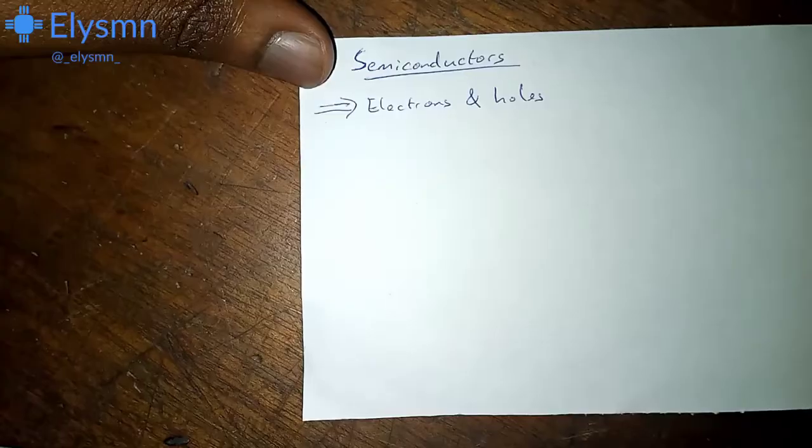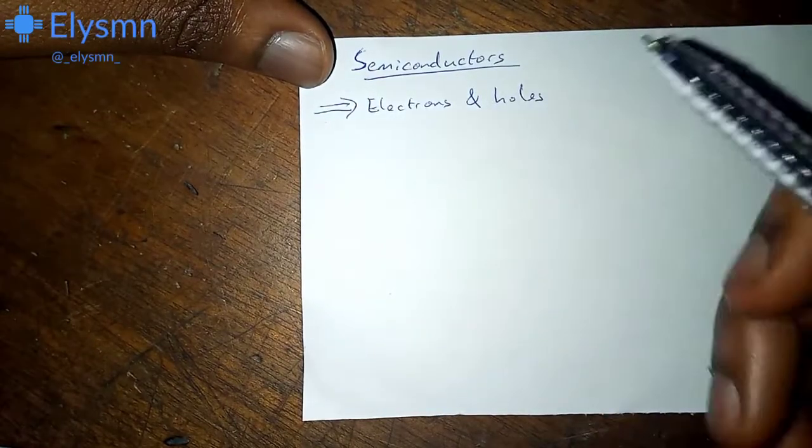Another very important property that needs to be noted is their reaction with impurities. Depending on the type of impurities like trivalent or pentavalent elements, their conductivity increases in a particular form. So to dive into the study of semiconductors, let's take a little study on electrons and holes.